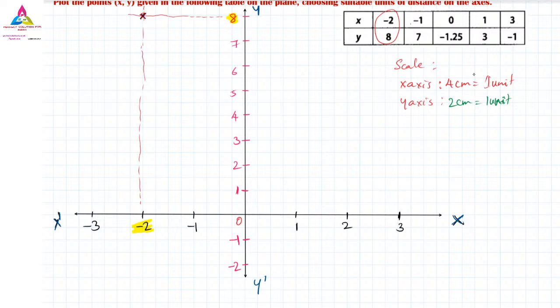Very good, Ansita. So it is nothing but minus 2 comma 8. This is our point. When you continue from minus 2 and 8, the lines will intersect at a point that is over here. So this is our point, minus 2 and 8. Very good.